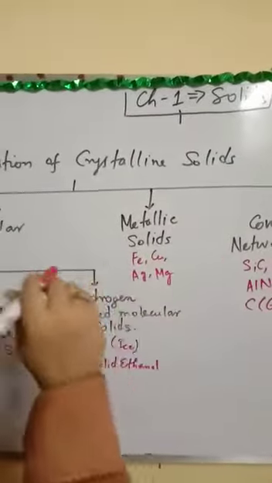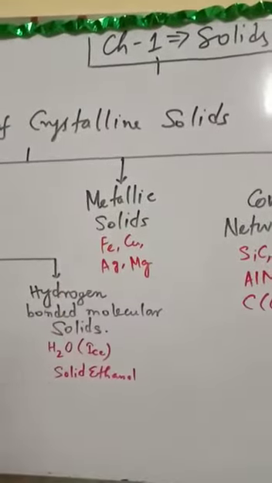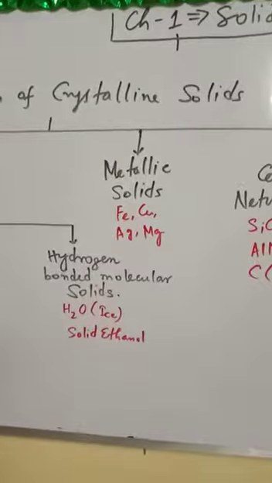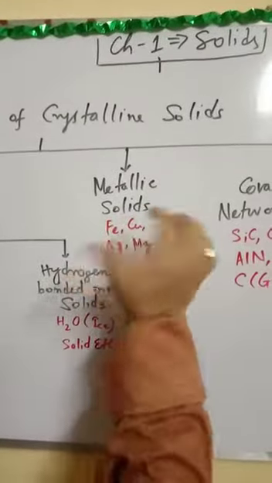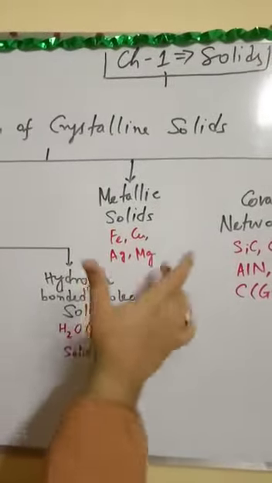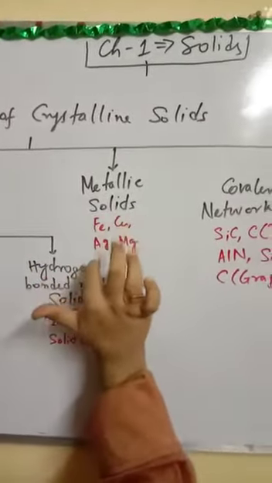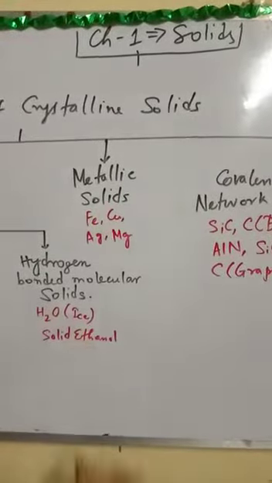Okay, done. Now coming to the metallic solid, these are basically the metallic structures, the pure metals. I have already mentioned in the classification that metals are also crystalline solids. So these are some of the examples. Obviously all the metals fall in this class. Some metals are written, that is iron, copper, silver, magnesium, etc. So these are some of the examples of metallic solids.